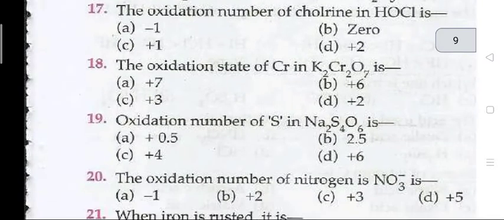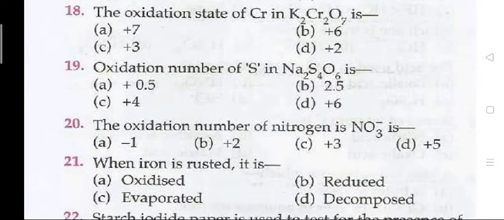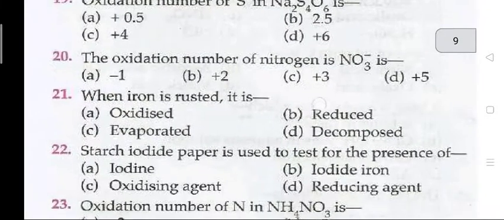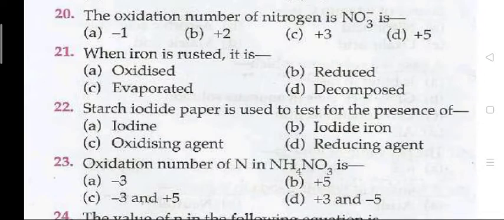The next question, number 18: the oxidation state of chromium in K2Cr2O7 is B, +6. Question number 19: oxidation number of S in Na2SO4 is B, that is 2.5. Question number 20: the oxidation number of nitrogen in NO3- is D, that is +5.